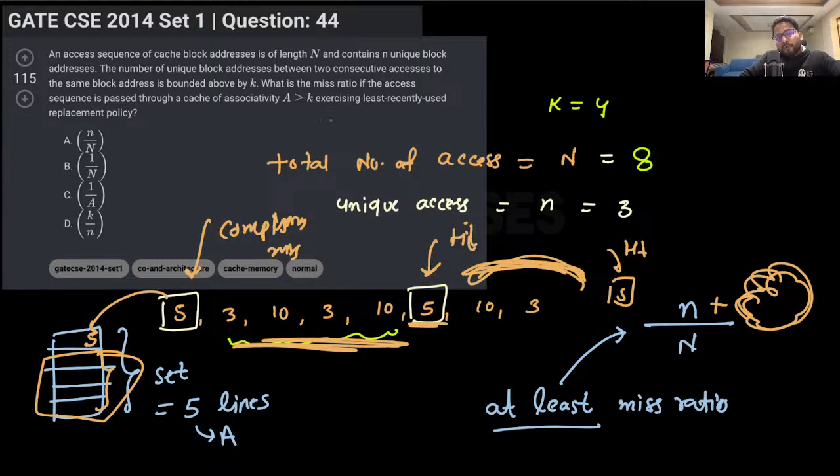Hence, it will be small n by capital N. It is a little tricky question. I don't want to go in much detail, but if you want to solve, I have given the hint. So small n by capital N is the answer here. So A is the correct answer for this particular question.